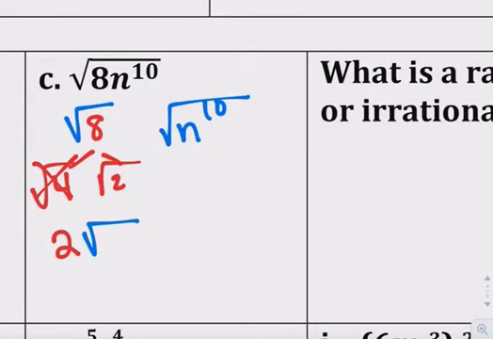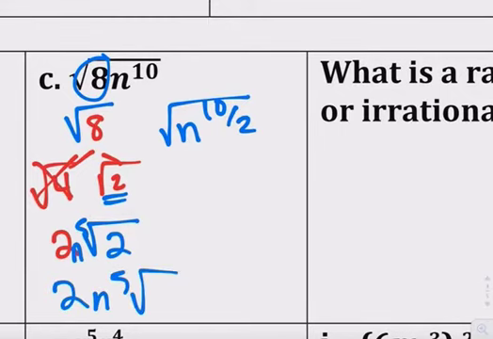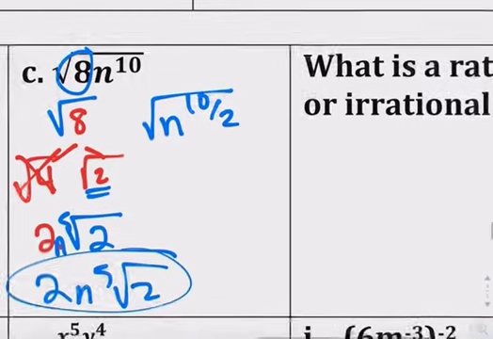Irrational means not a perfect square. This is not a perfect square. Square root of 8 itself is not a perfect square because put it on a calculator, you get decimals. So it's called irrational. Square root of 8 is irrational. Square root of 2, divide this by 2. So you get n to the 5th. So 2n to the 5th square root of 2. That's your answer.